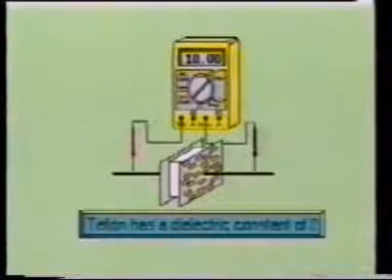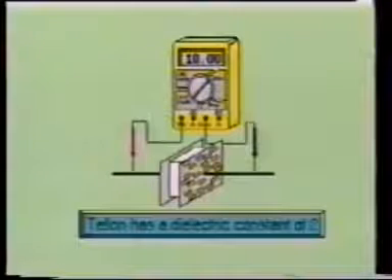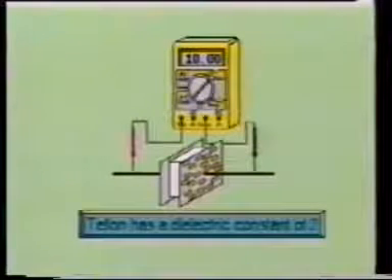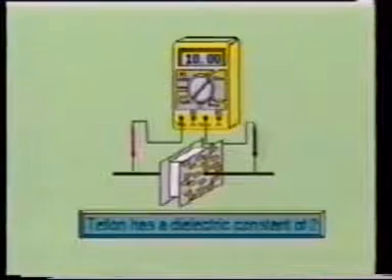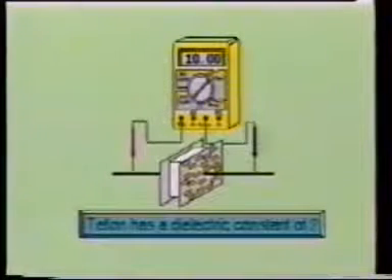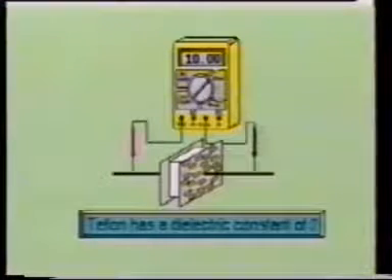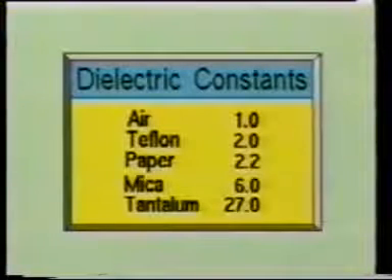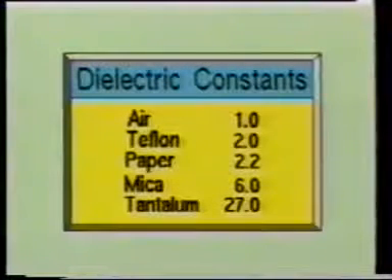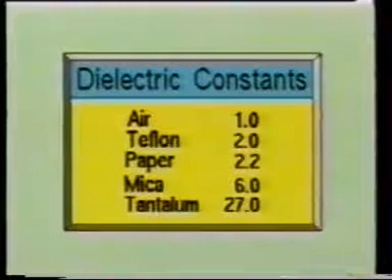The ability of the dielectric to increase capacitance is called the dielectric constant. As you can see, Teflon has a dielectric constant of 2. Therefore, when Teflon is used as the dielectric material, it will double the chargeability for the same voltage across the plates. In effect, it doubles the capacitance of the capacitor. Air is arbitrarily assigned a dielectric constant of 1. All solid substances and liquids will have a dielectric constant greater than 1.